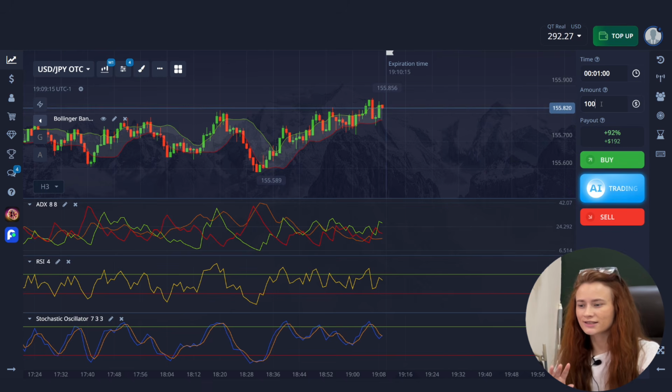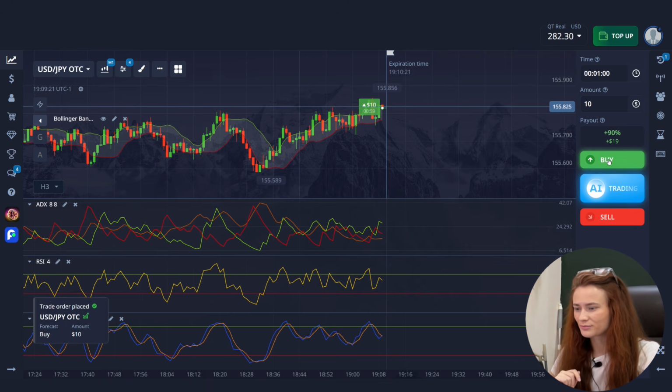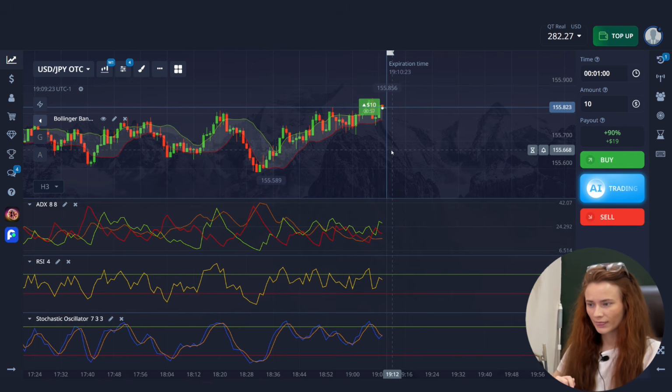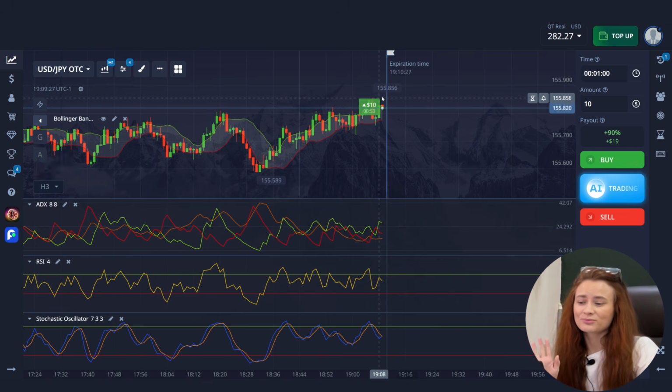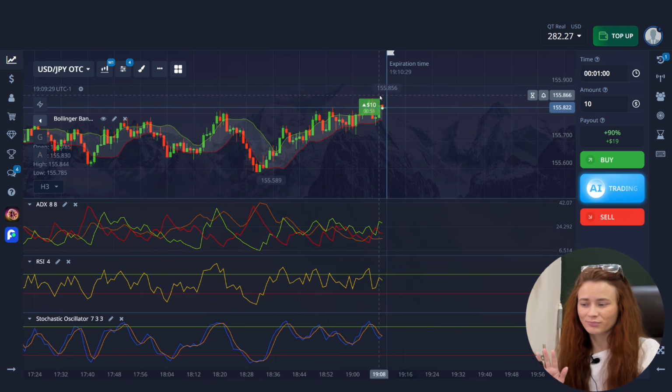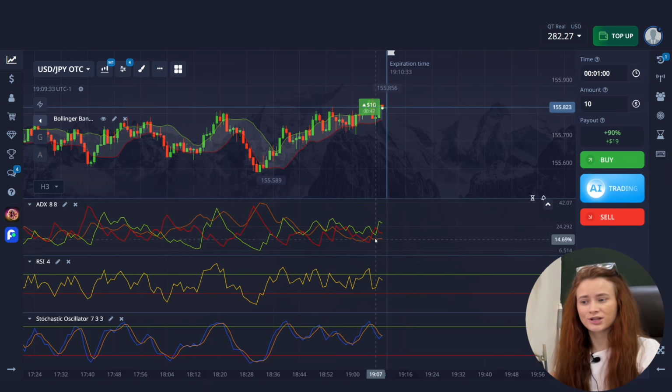I'll open a trade deliberately in a bad setup. Putting in $10, no more. Opening a trade to raise the price. And here's what I see. Bollinger Bands. Price crossed the upper green boundary. Buy signal is there. ADX. Lines crossed. Trend change registered.